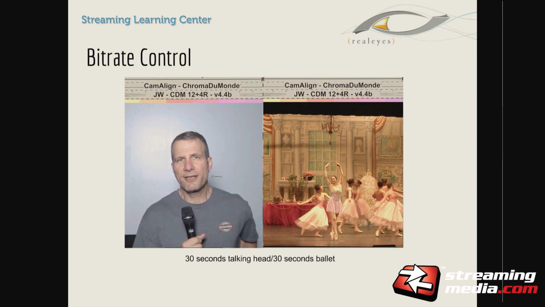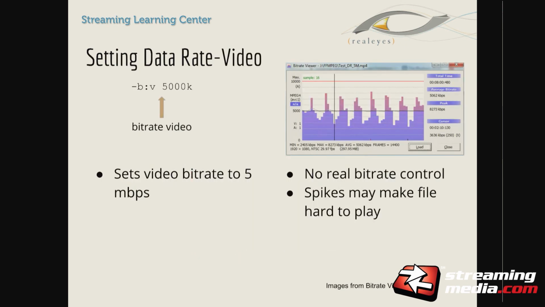And to measure bitrate control, I created a synthetic file that had 30 seconds of talking head and 30 seconds of ballet. So it's 30 seconds of very low motion, 30 seconds of very high motion. If you just select -b:v for bitrate, you're setting the bitrate to 5 megabits per second, but you can see there's no data rate control in the file.